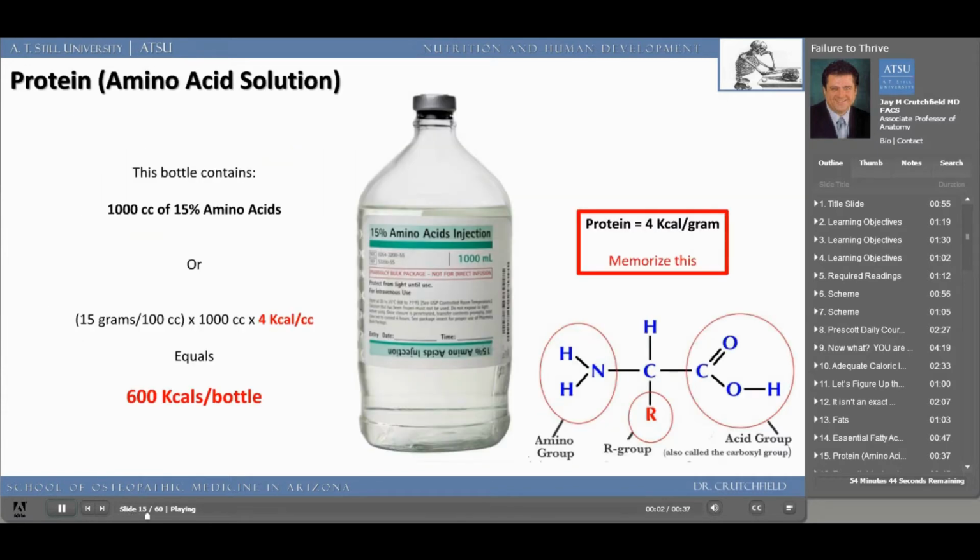Okay, here's another number that you need to memorize. Protein provides 4 kcals per gram. Put this in your memory bank for all eternity. The pharmacist in a hospital will be able to supply a patient with their essential amino acids by using this mixture, and it usually comes from a bottle of 15% amino acids. That means 15 grams of amino acids per every 100 cc's. So one bottle gives us 600 kcals. The number you need to memorize is protein, 4 kcals per gram.